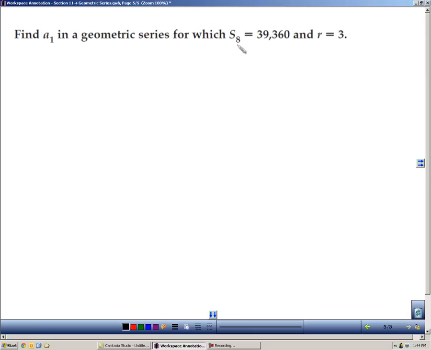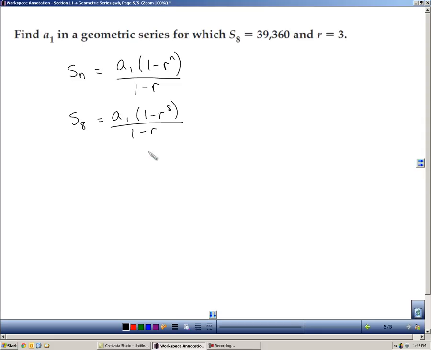In this final example, we know some information and we're trying to find a sub 1. So we'll use the alternate form. Because I know the sum of the first 8 terms, I know s sub 8, I'm going to find a sub 1 by using an 8 for my n value. And then I can also plug right in 3 for the r. And because I know that s sub 8 is 39,360, I can plug all those values in.